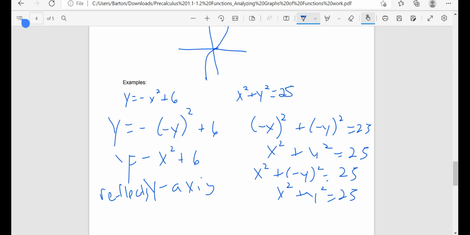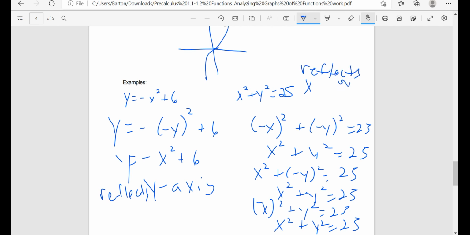How about the y-axis? And yeah, it works. So it reflects over the origin, x-axis, and y-axis, all three of them. How about that? Reflects over x-axis, y-axis, and origin. All three. How about that?